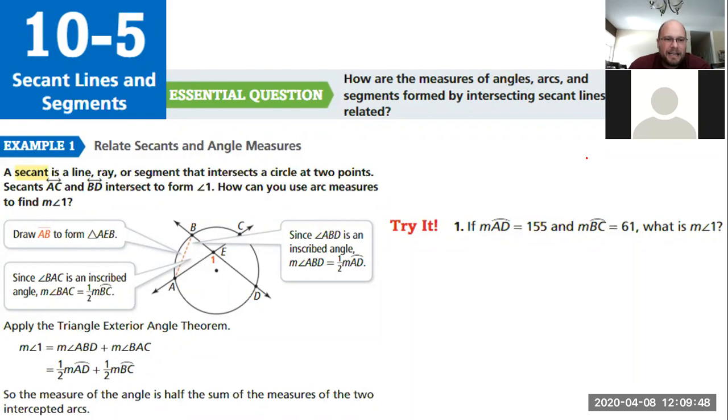A secant is a line, ray, or segment that intersects a circle at 2 points. So it's not a chord because it's not going to be something that stops with both endpoints on the circle. It has to continue through the circle. It can be a line, ray, or segment, but if it has both endpoints on the circle, then it's no longer a secant. That would still be a chord. So examples here, line BD and line AC on that figure are both types of secants.